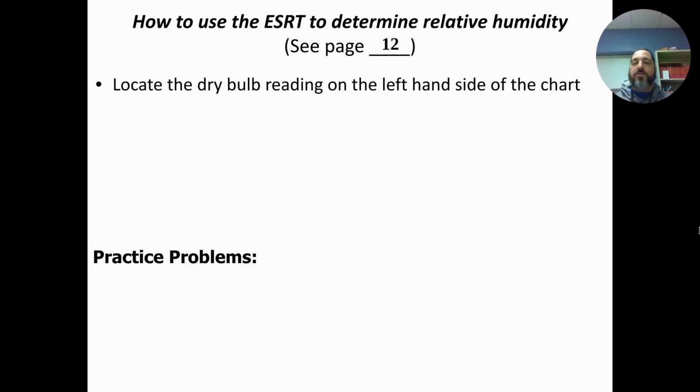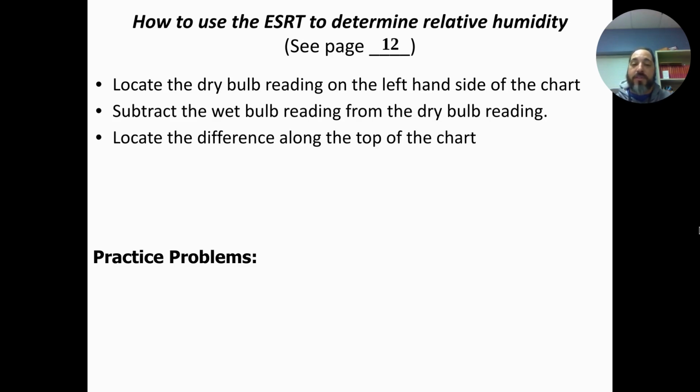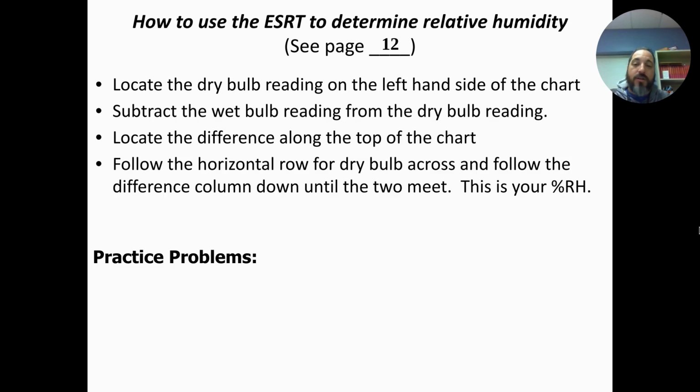All right, so we're going to be looking at page 12 of our reference table. So we're going to locate the dry bulb reading on the left-hand side of the chart. We're going to subtract the wet bulb reading from the dry bulb reading, and then we're going to locate the difference along the top of the chart and follow our columns down. So I want to show you how to do this on our actual reference table real quick.